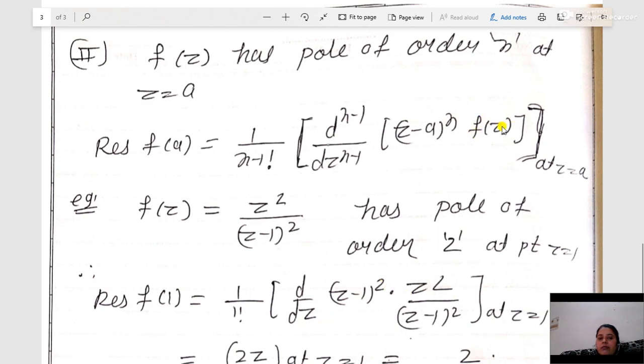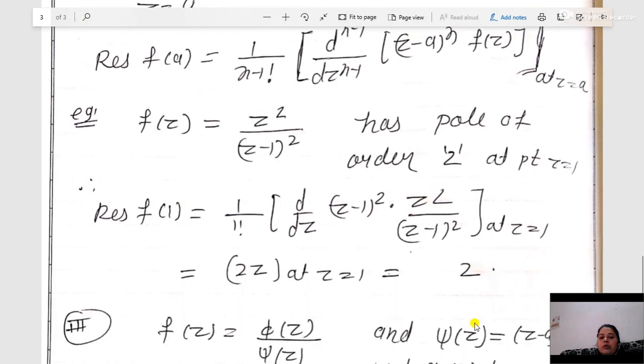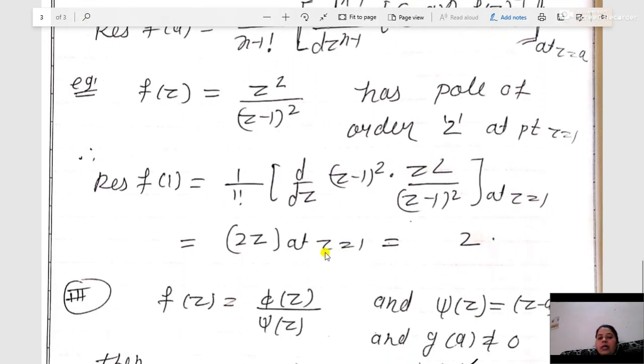into f(z), and our f(z) is z square upon (z minus 1) square. And we can cancel (z minus 1) square and we differentiate. So the differentiation of z square will be 2z, and at which point we have to calculate it, at z is equal to 1. So after differentiating, we have to place z is equal to 1. Therefore, the residue is 2.